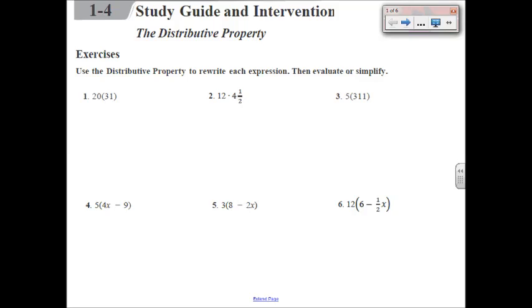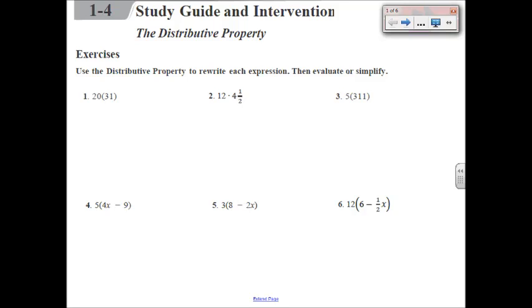This is the 1-4 Distributive Property Study Guide and Intervention, the pink sheet that we did in class. On this one, we're talking about the distributive property, which says that if you have a number outside of the parentheses, it gets multiplied to the other ones inside the parentheses. You can either break them up or put them together.